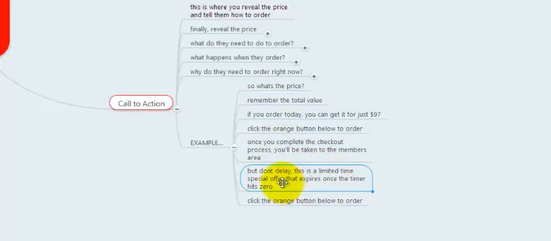And then finally, where we bring in the scarcity: Don't delay. This is a limited time special offer that expires once the timer hits 0. Click the orange button below to order, and I'll see you on the inside.